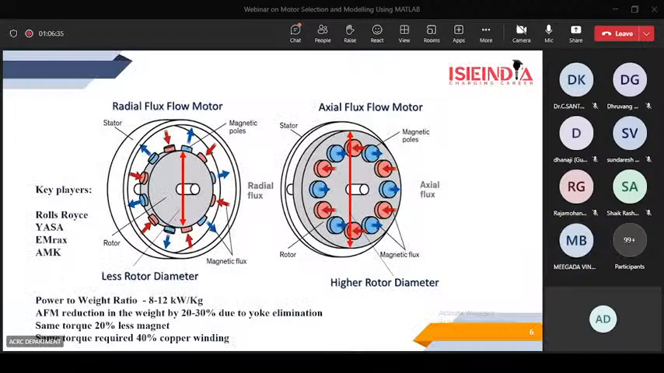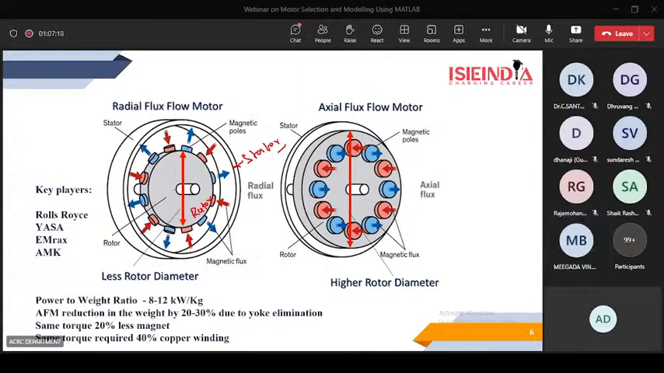Now I will be talking about the flux, like the radial flux motor as well as the axial flux motor. In the radial flux motor we have magnetic field lines which are perpendicular to the axis of rotation. So this is the motor, and this one is the rotor, and this one is the stator. We can see that the magnetic field lines are perpendicular to the axis of rotation.